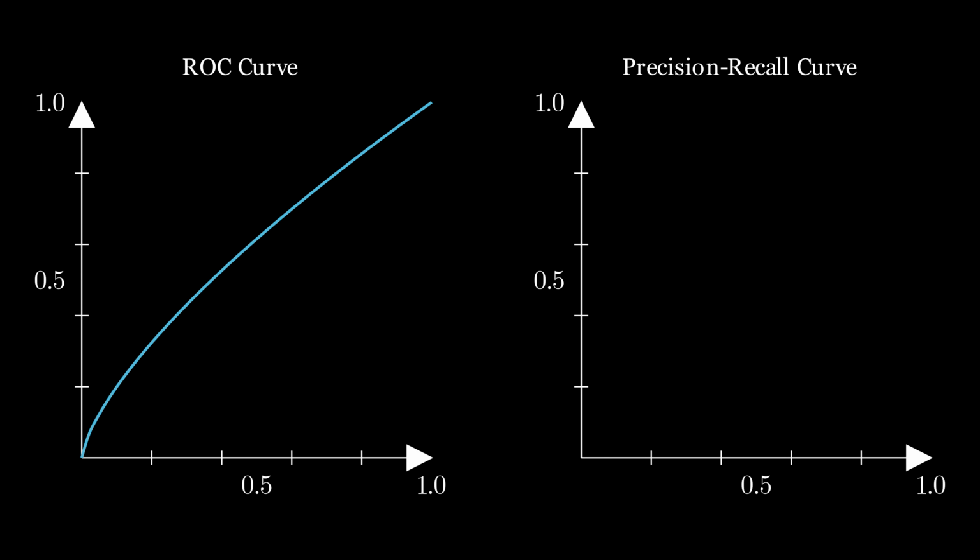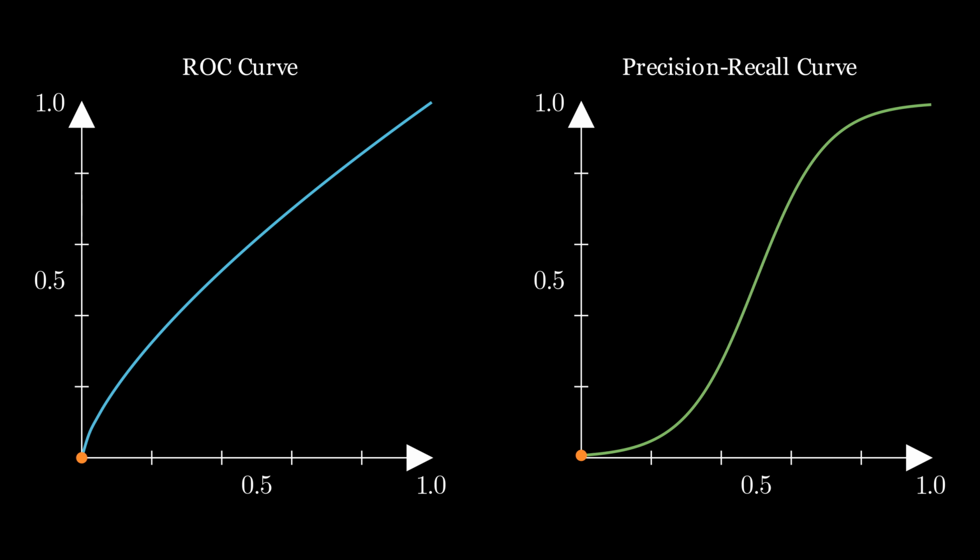The ROC curve illustrates how well the model distinguishes between classes across different thresholds. A perfect classifier would pass through the top left corner, achieving a true positive rate of 1 and a false positive rate of 0. The precision recall curve, on the other hand, focuses on the performance of the positive class. Precision measures the proportion of true positives out of all predicted positives, while recall measures the ability to identify all positive samples.